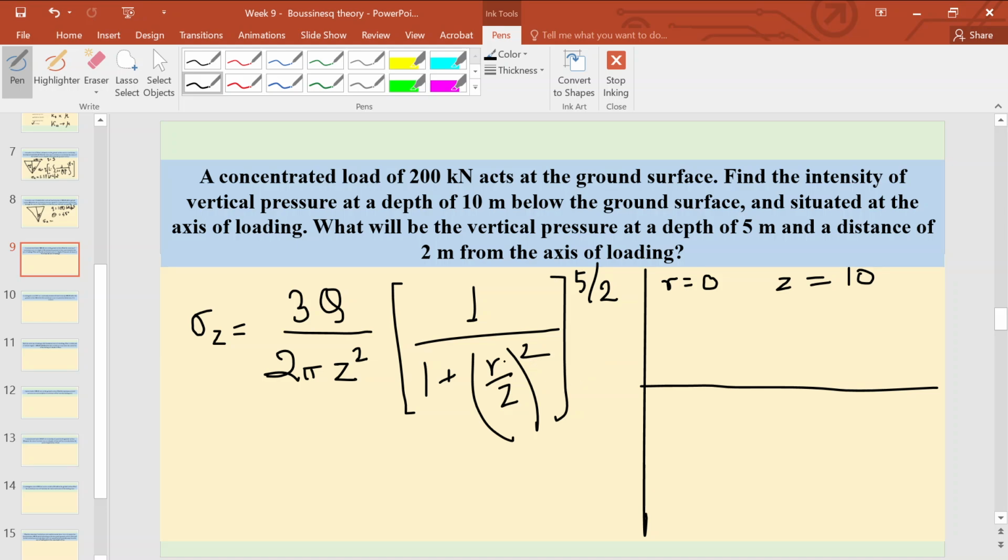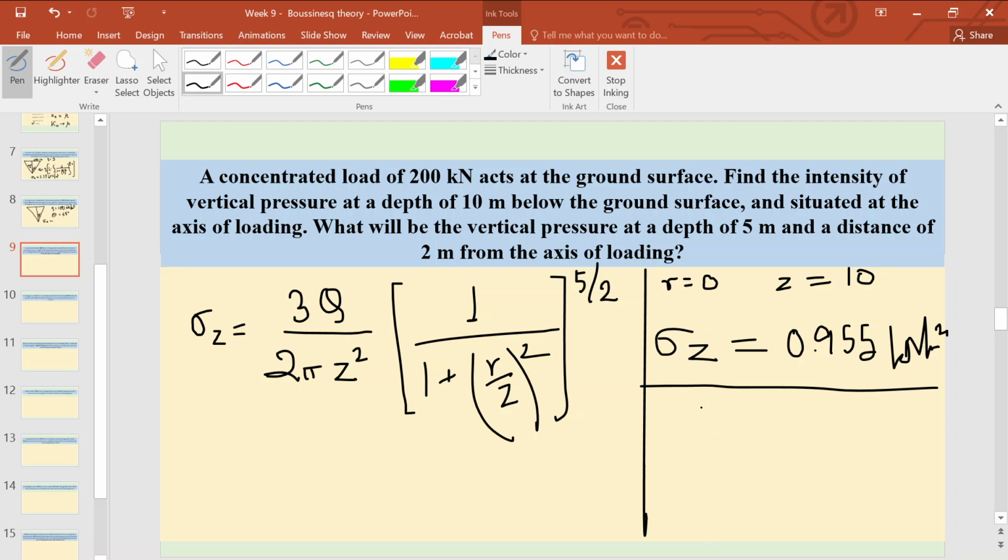So when r equals 0, this factor is just 1. Putting z equals 10, 3q, q is 200, by 2 pi z square, 2 pi into z means 100, this z square is 100. You get the value of sigma z for this case. I think it is approximately 0.955 or 0.96, whatever you can take, kilonewton per meter square.